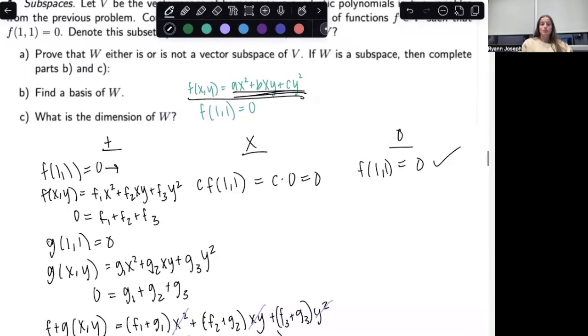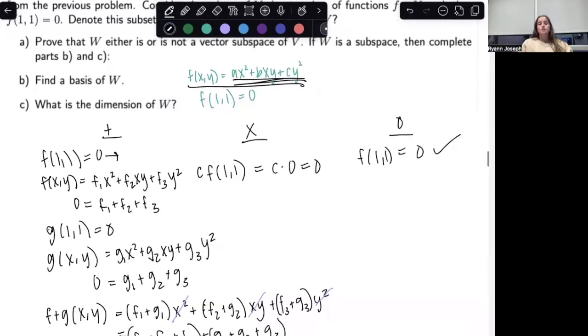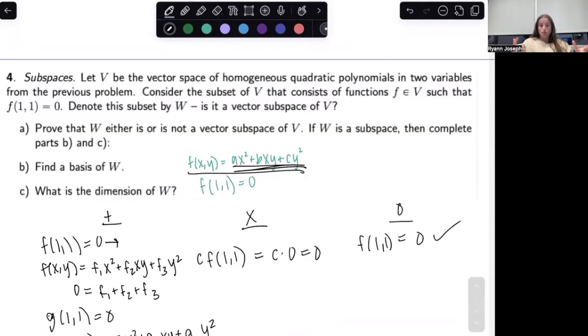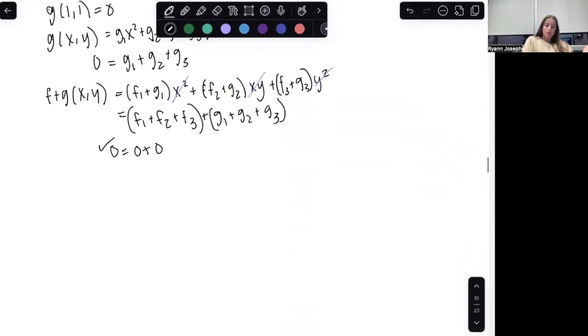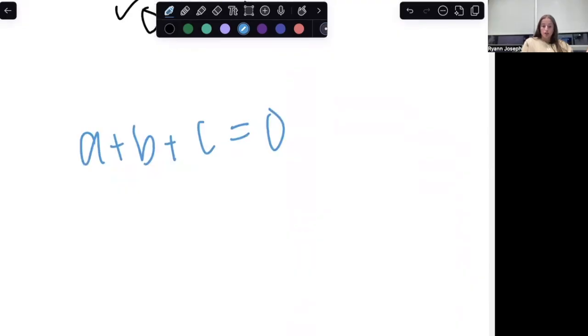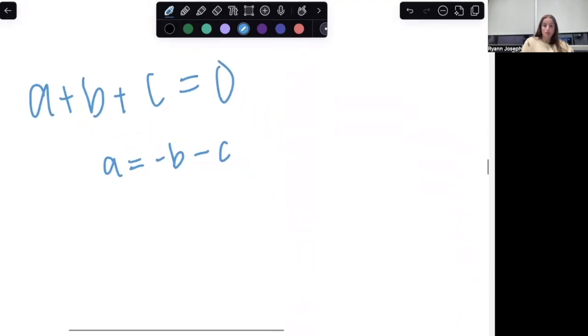Find a basis of W. So we want to find a set of polynomials such that it obeys this property. The property is that a plus b plus c is equal to 0. So we just need to find a way to define this as a set. This is all we know. I'm going to say that a is equal to negative b minus c, and then I'm going to form the basis for this, like a solution set.